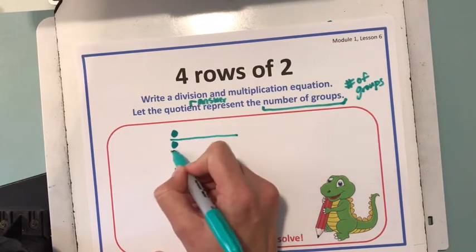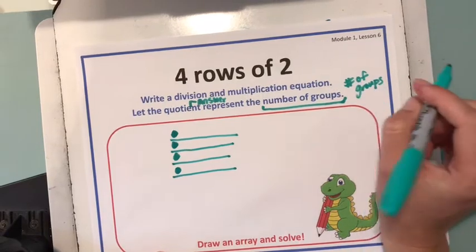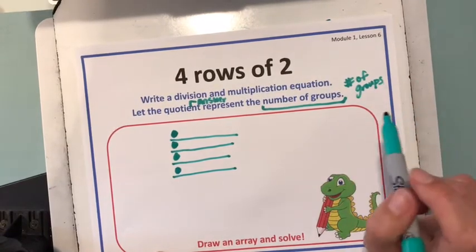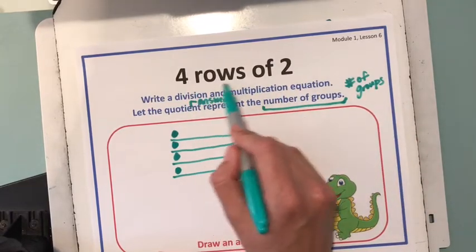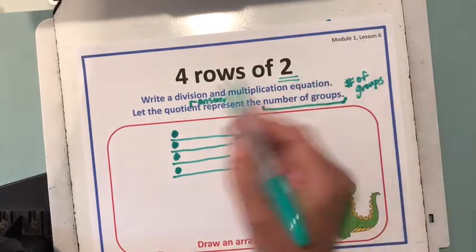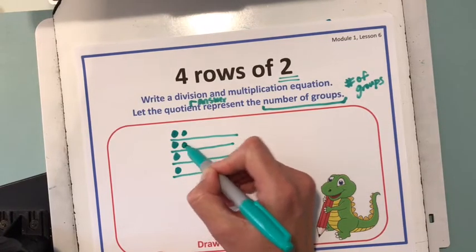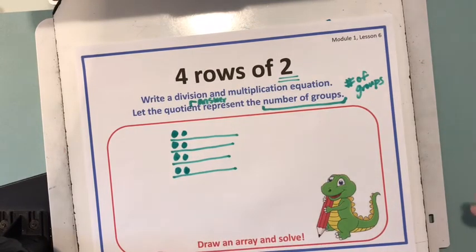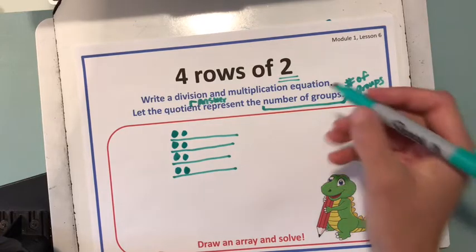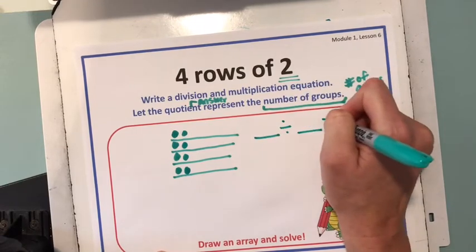I like to draw lines, so my drawings are kind of, sort of perfect. Not really perfect, right? No such thing as perfection. Okay, 4 rows of 2. So that means I know that in 4 rows, there is 2 in each row. That's pretty easy. 1, 2, 3, 4, 5, 6, 7, 8. Oh, very interesting. So did I draw my array? I did. So now let's do a division sentence to represent this problem.